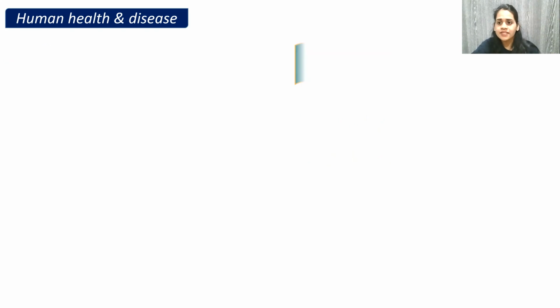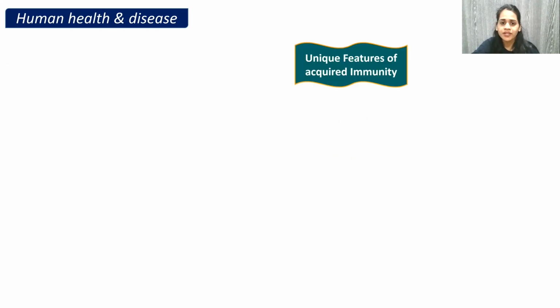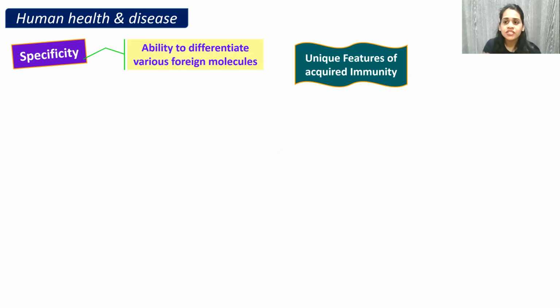Now let us see what are the unique features of acquired immunity. The first one is specificity. What is the first one? Specificity. So specificity is the ability to differentiate various foreign molecules.